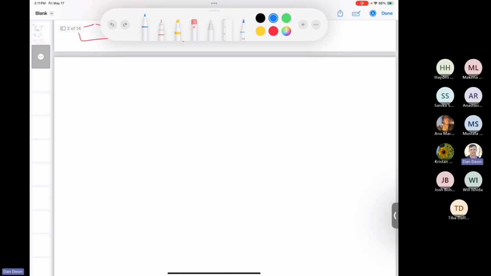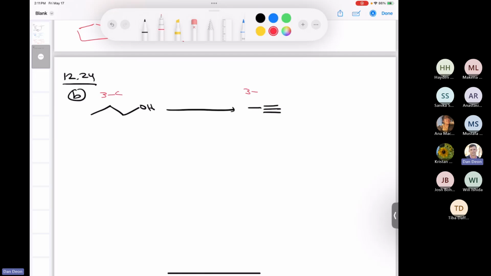So this is 12.24, and this is B. So we're going from propanol or propyl alcohol, and we want to make propyne. Okay, so we want to make this compound. So we're not changing the carbon skeleton. Again, we're starting with 3 carbons, and we want to end up with 3 carbons like that.